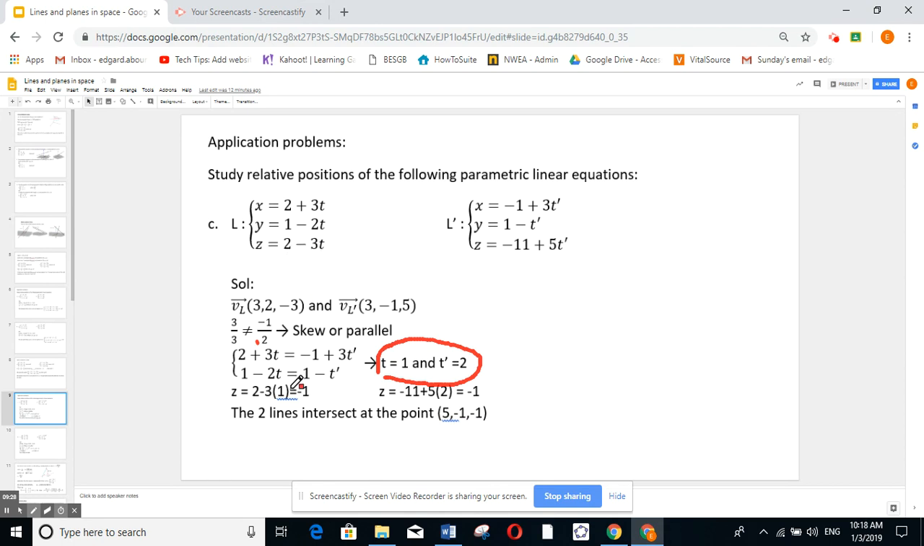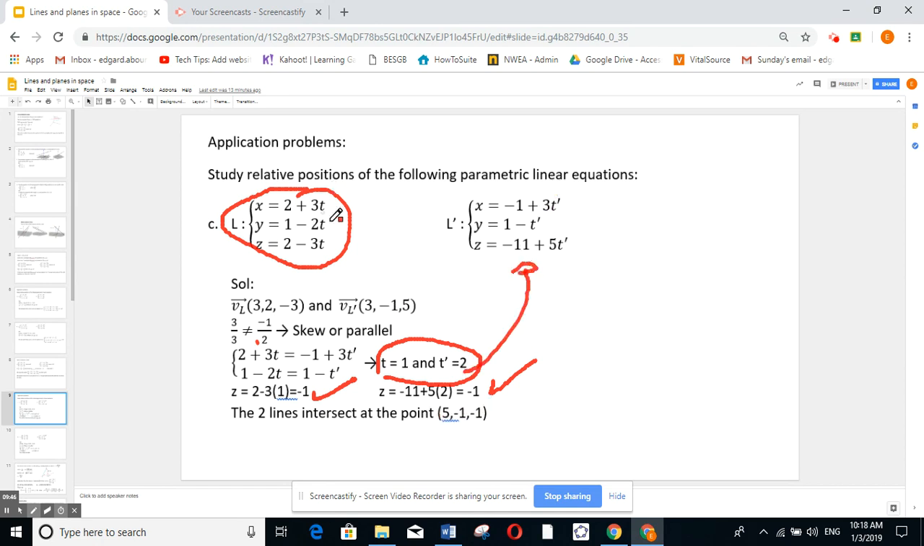So 2 minus 3 is -1. In the second one, if you put 2, -11 plus 10, so it's also -1, so they intersect. And the point of intersection will be what? You take the t, for example, which is 1, you replace it here. Or you take t prime, which is 2, you replace it here.